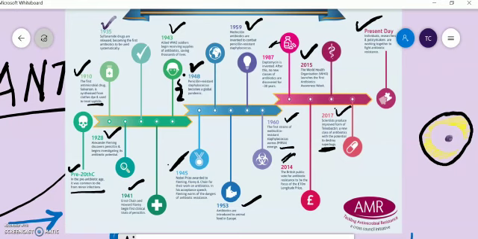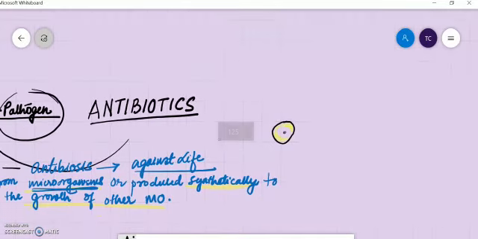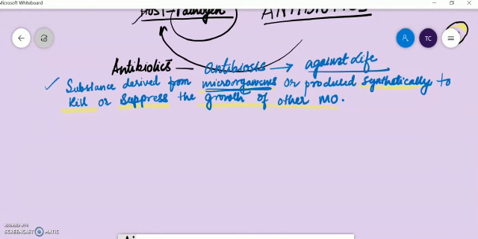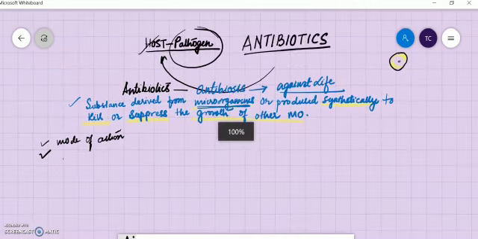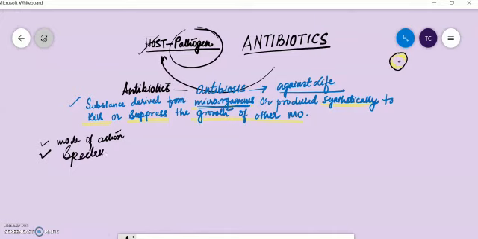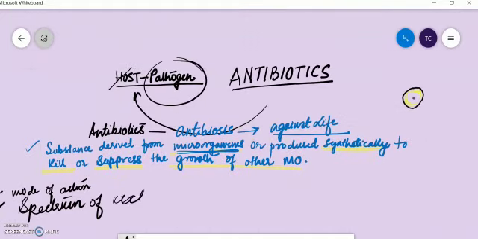So next is classification. So the classification I will be discussing in the next class. I will discuss classification on various bases, like on the basis of mode of action, on the spectrum of activity, etc.